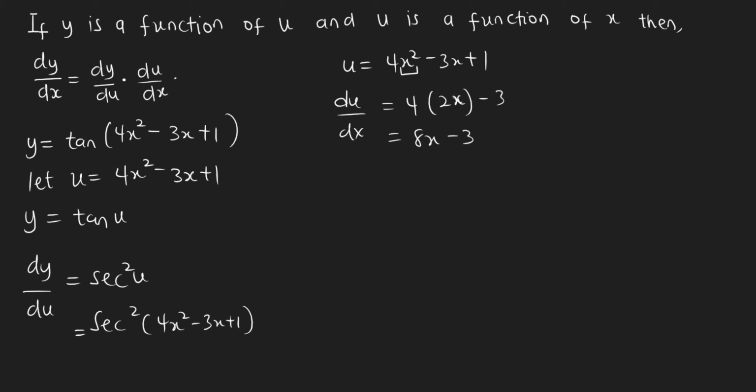So now let's apply the chain rule. So we're going to have dy/dx to be dy/du, which is sec squared of 4x squared minus 3x plus 1, multiplying du/dx, which is 8x minus 3. Okay, so that'll be the derivative of that function. Okay, so let's try one more example.